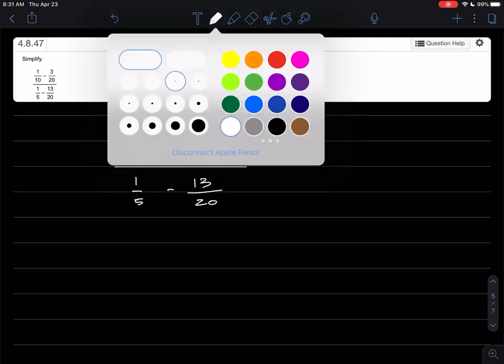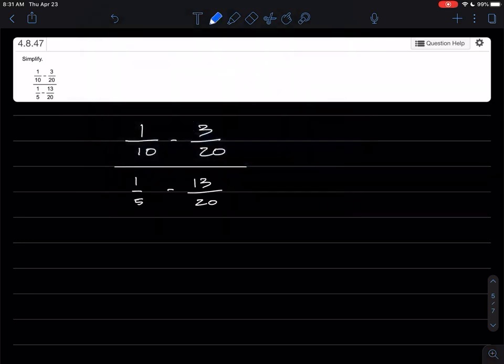So what do we do here? Well, let's see. We need a 20 here, so we're going to multiply top and bottom by 2. We have a 20 in the next one. Down here we need a 20, so we're going to multiply the top and the bottom of that first fraction by 4 over 4.